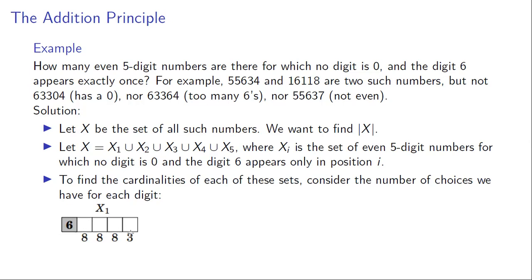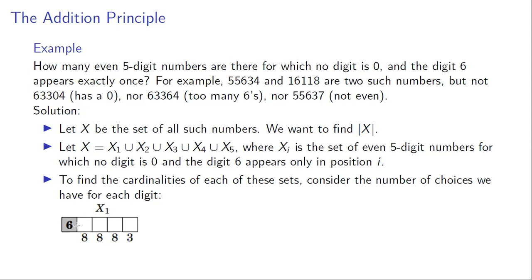Now, how about the last digit? Remember that the number must be an even number. In order for a number to be even, the last digit must be either 0, 2, 4, 6, or 8. Now, this last digit cannot be a 6 because we already used the 6, and it cannot be 0 because 0 cannot appear anywhere in the number. So we only have 3 choices left: the only choices that we could use for the last digit are 2, 4, and 8.